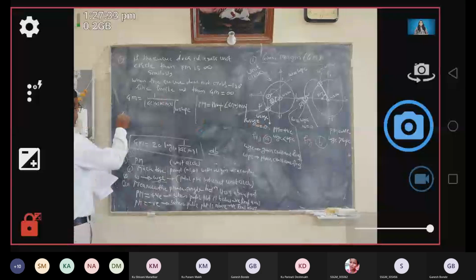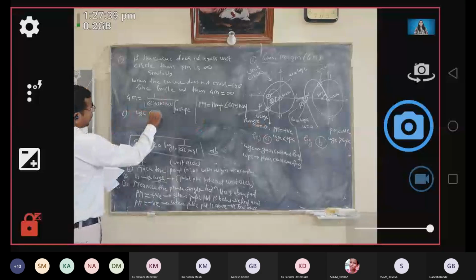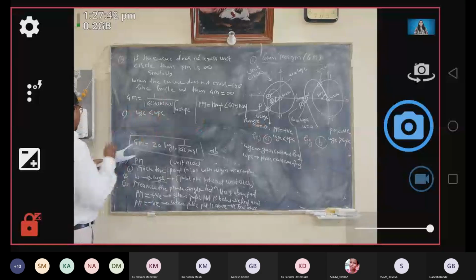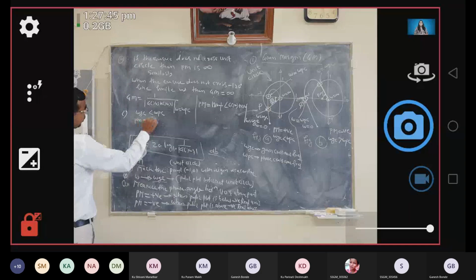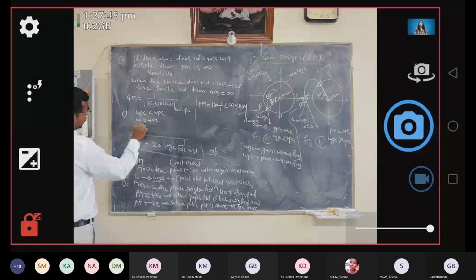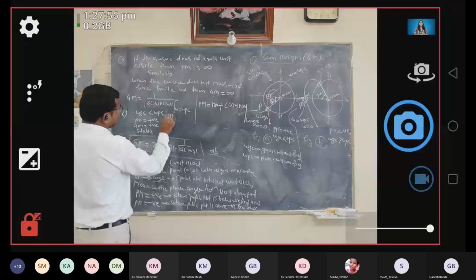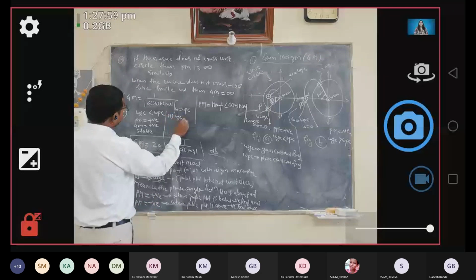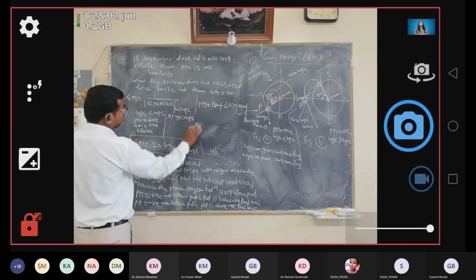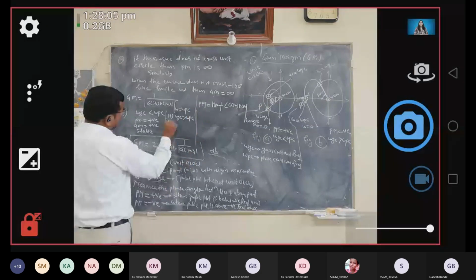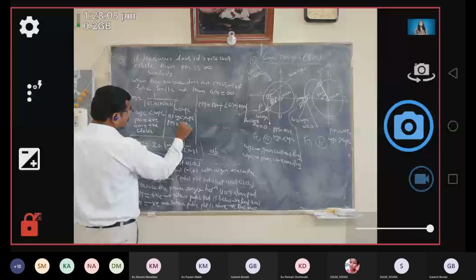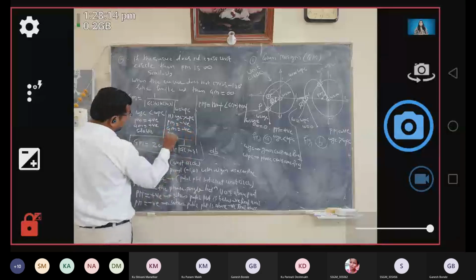Okay. Then conclusion number 1: when omega GC is less than omega PC, at that time your phase margin is positive, gain margin is also positive, therefore your system is stable. Then the second condition: when omega GC is greater than omega PC, at that time phase margin is negative, gain margin is also negative, so the system is unstable.